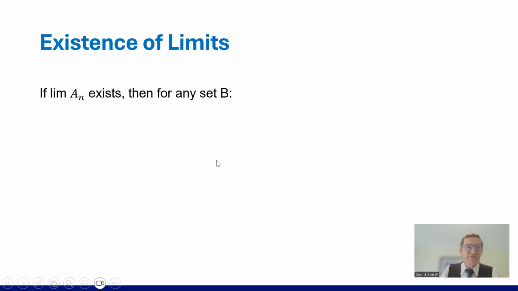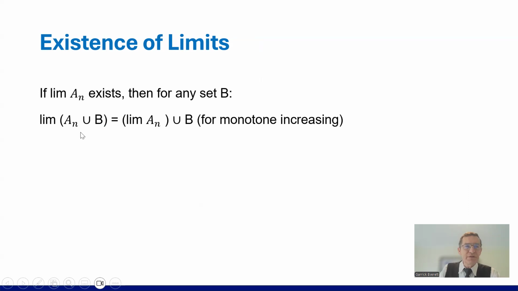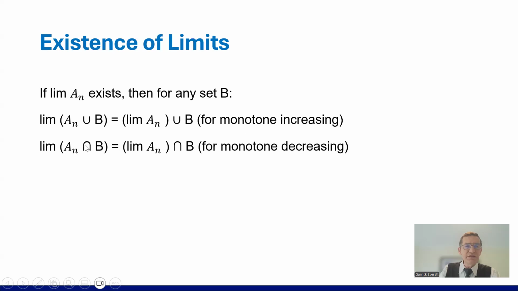Existence of limits. If the limit of An exists, then for any set B, the limit of An union B equals the limit of An union with B for monotone increasing, and the limit of An intersection B equals the limit of An with the intersection of B for monotone decreasing. So that tells you that there exists a limit. Okay, union increasing, intersection decreasing.